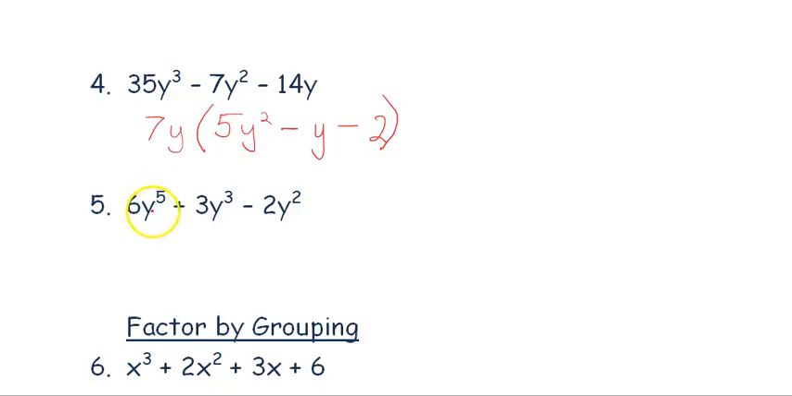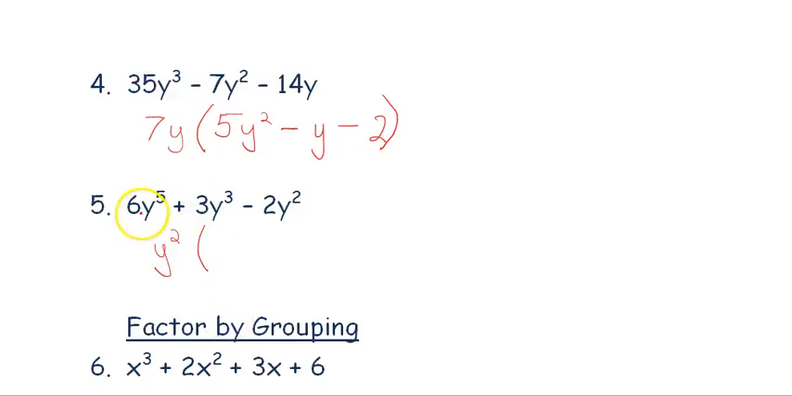So let's look at the y's. We have 5, 3, and 2. Everything has a y, so I'm going to go with the smallest exponent represented, which is the 2. So y squared is my GCF. You do not have to have a number. Sometimes it just is a variable.